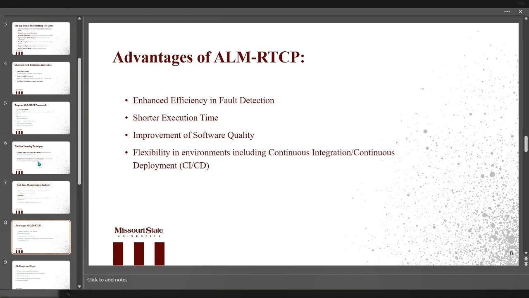Improvement of software quality. Prioritizing high risk areas and techniques through this AML-RTCP enhances overall software quality. As teams consistently identify and address defects sooner, they also deliver more reliable software products to users.